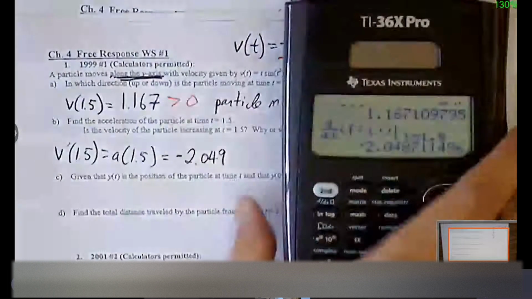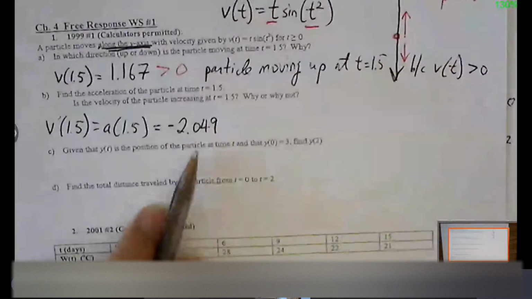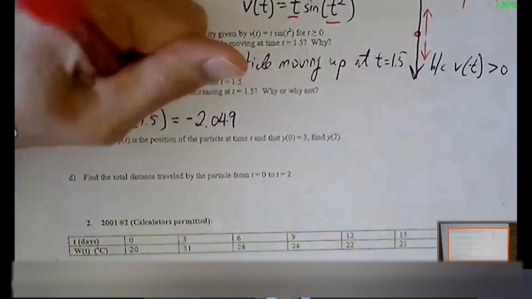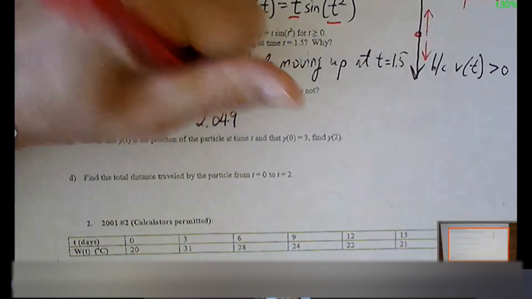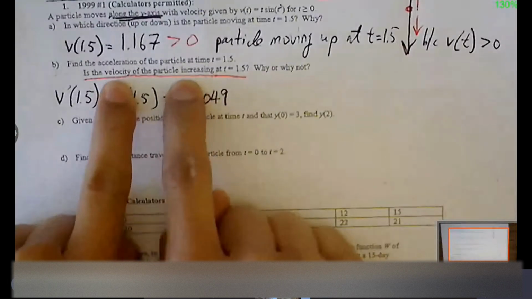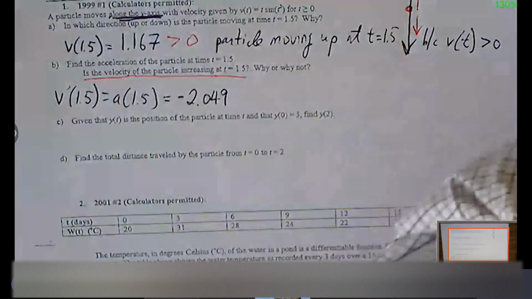All right, so let's go back to our problem here. Our acceleration is negative 2.049, but it's asking something else here. It's asking, is the velocity of the particle increasing at t equals 1.5? How do we interpret this? Well, opposite signs. Okay, let's see.